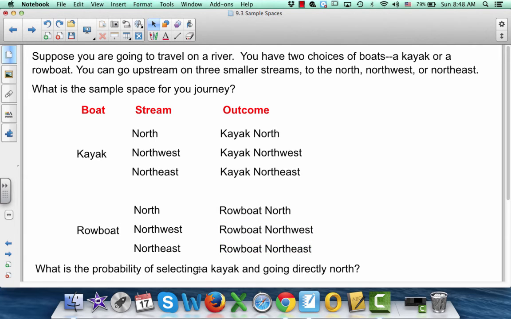What is the probability of selecting a kayak and going directly north? Here we go. Directly north is 1 out of 1, 2, 3, 4, 5, 6. So it's 1 out of 6.